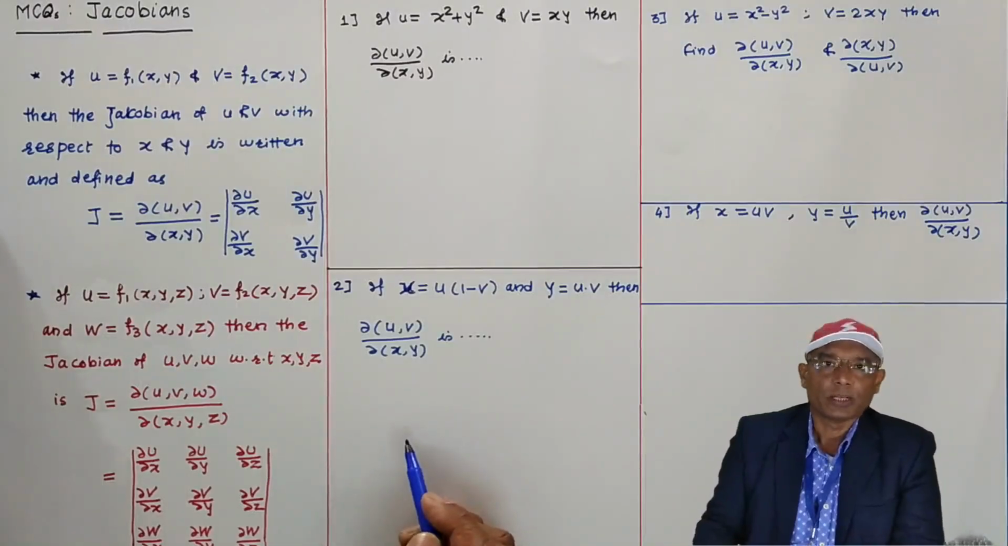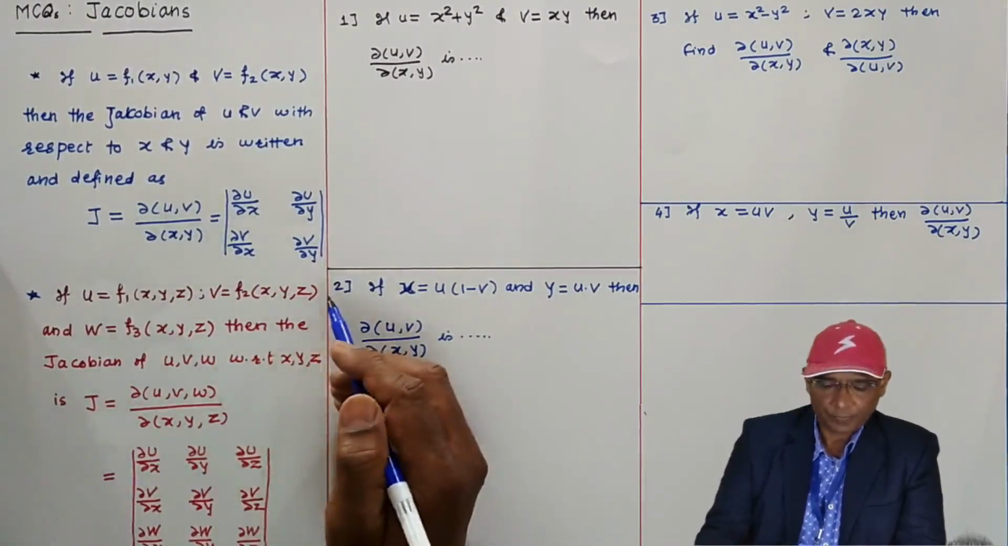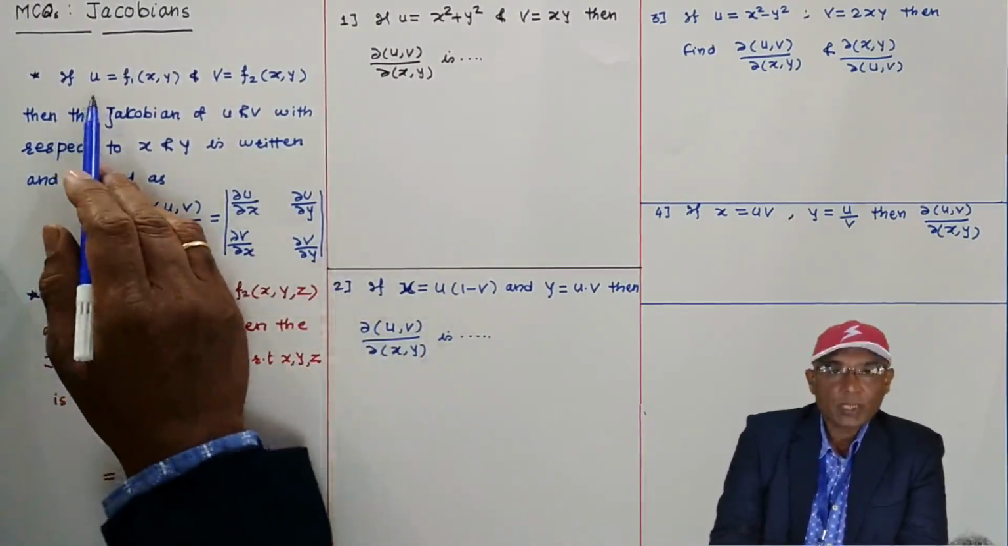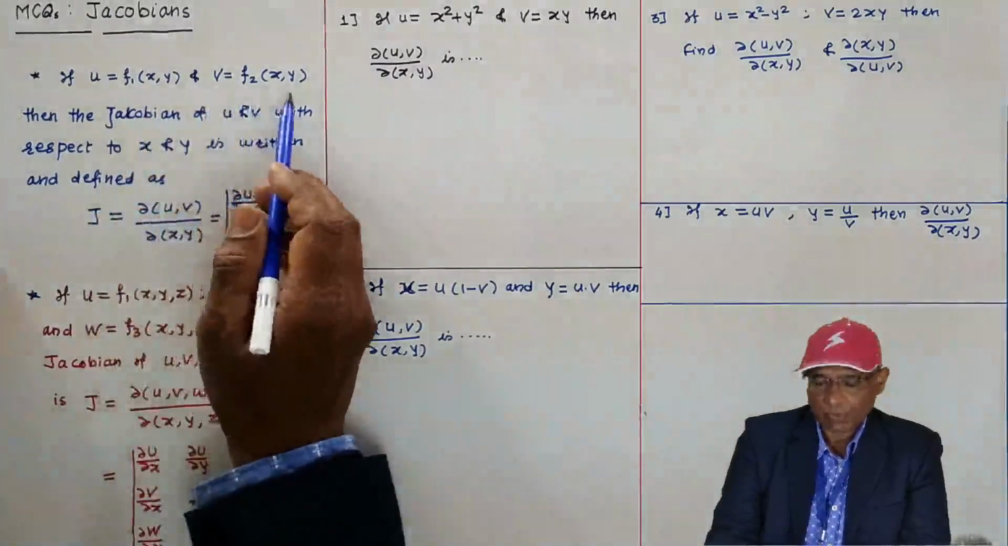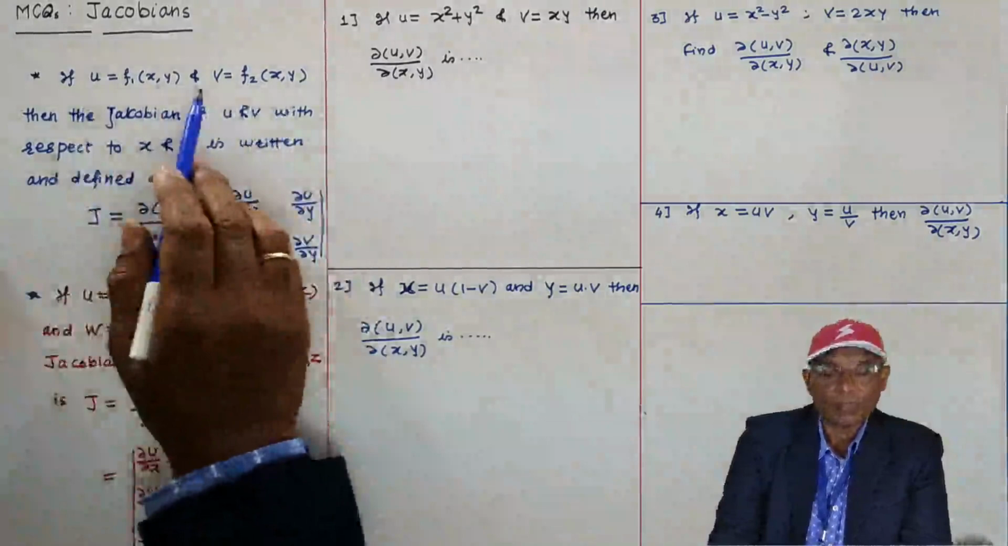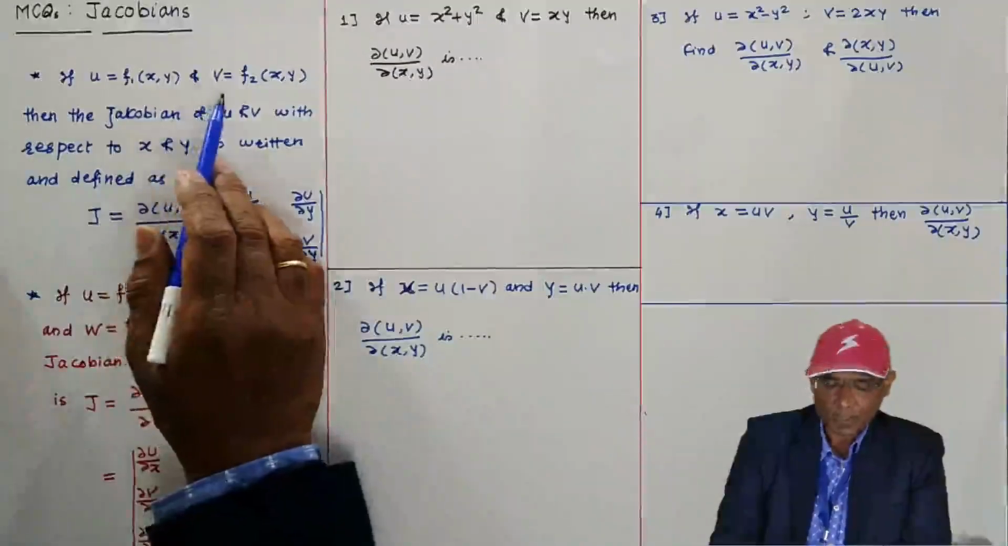In this video lecture, we are going to discuss Jacobians. Jacobian is nothing but the determinant of partial derivatives, and it has a lot of applications. If u is equal to f1(x, y), v is equal to f2(x, y), meaning u and v are functions of x and y.